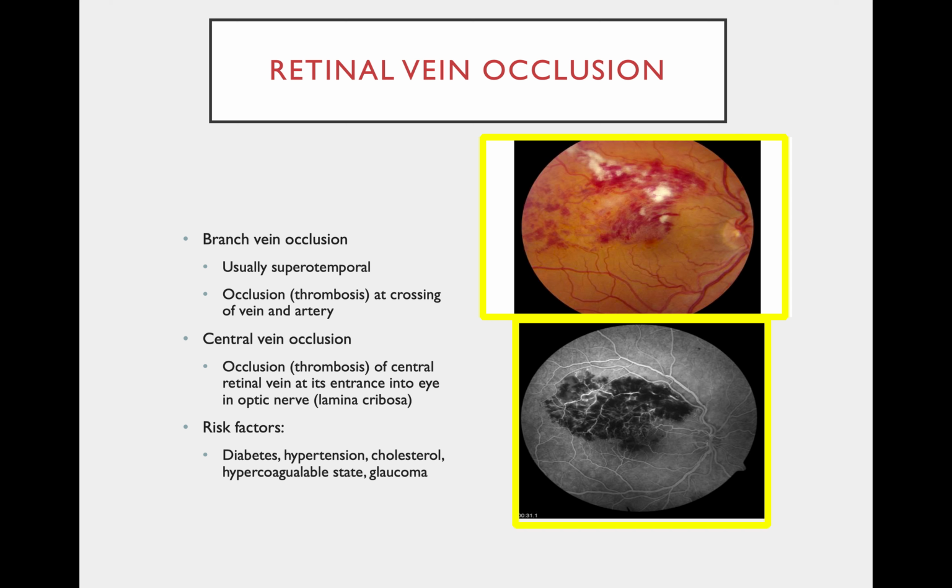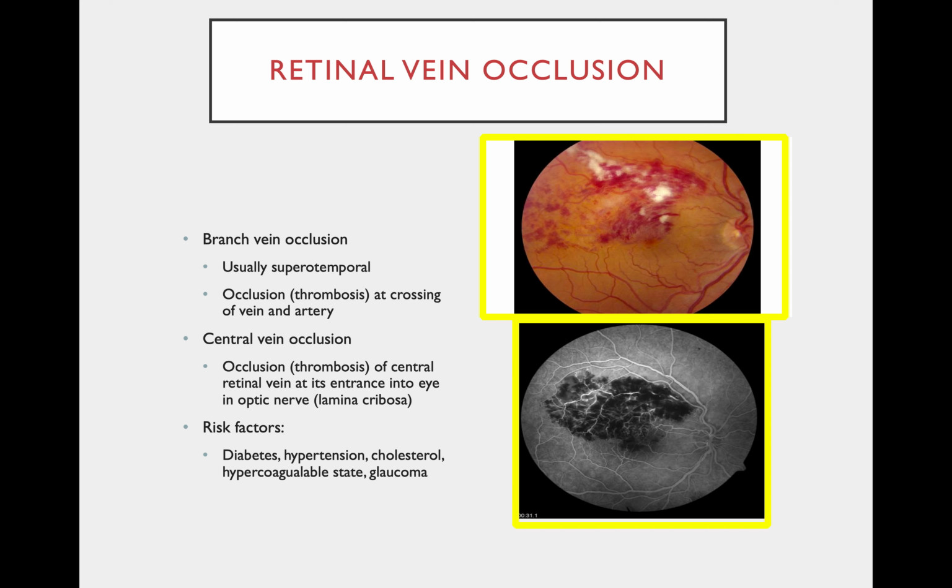Vein occlusions come in two different forms. There can be a branch vein occlusion or a central vein occlusion. A branch vein occlusion usually involves a supratemporal vessel which is occluded, that is, a thrombus or a clot has formed at the crossing of a vein and an artery. A central vein occlusion, usually a thrombus, develops right as the central vein exits the disc at a place called the lamina cribrosa.